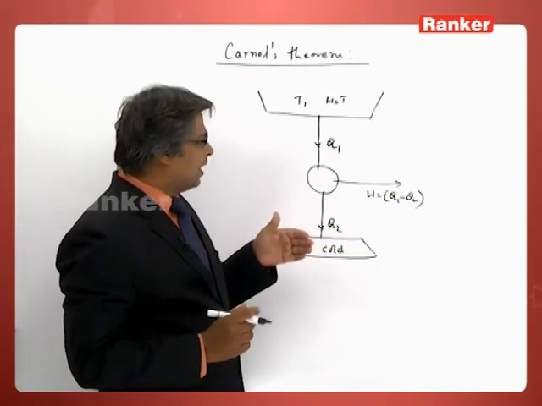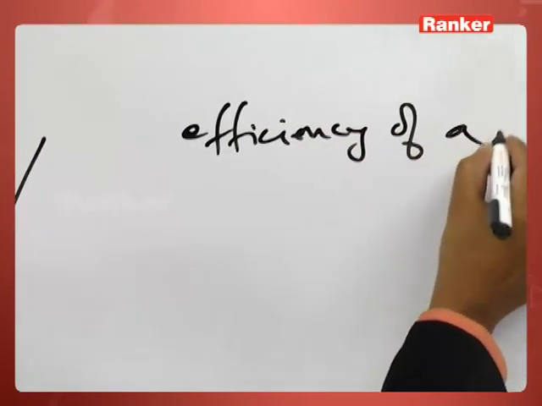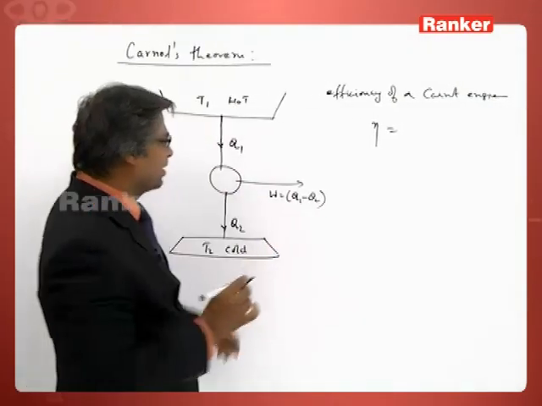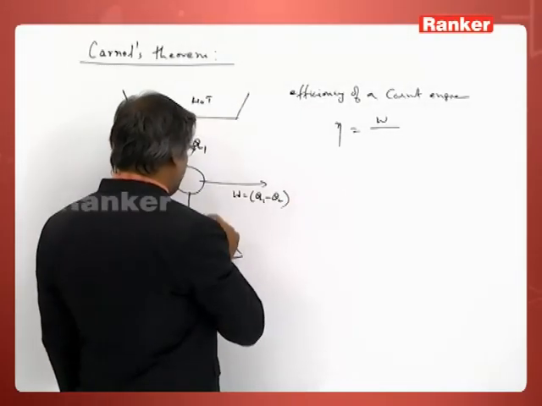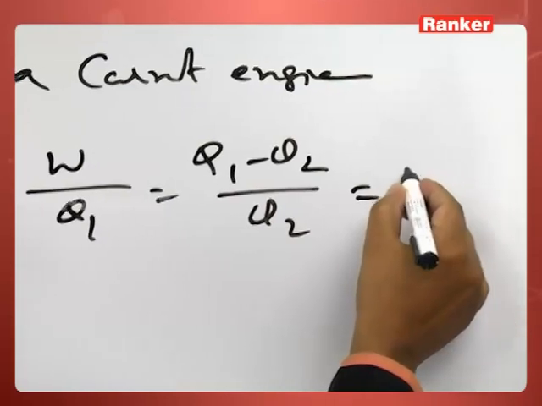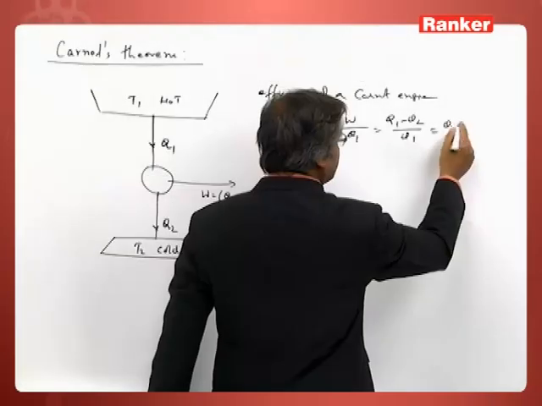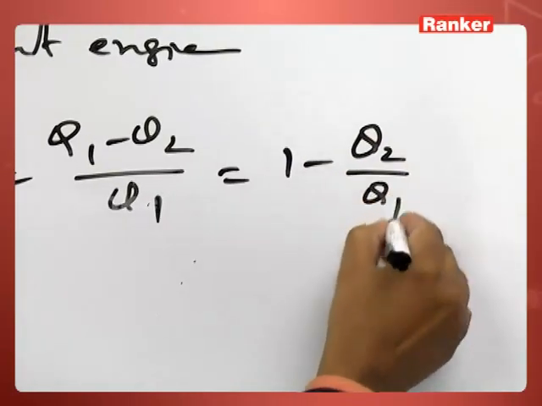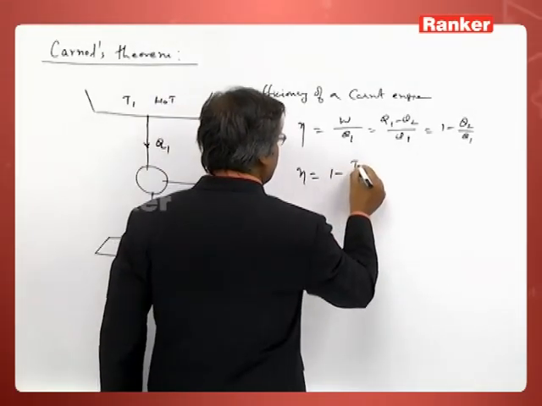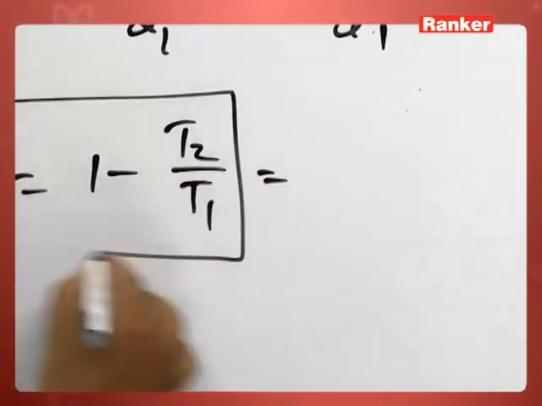So an important point about this is the efficiency of a Carnot engine. Eta is given as work output, which we already know, divided by the heat input Q1. That is equal to Q1 minus Q2 by Q1. So we got 1 minus Q2 by Q1. We have already calculated that this Q2 by Q1 comes out to be T2 by T1. So this is the efficiency of a Carnot engine.